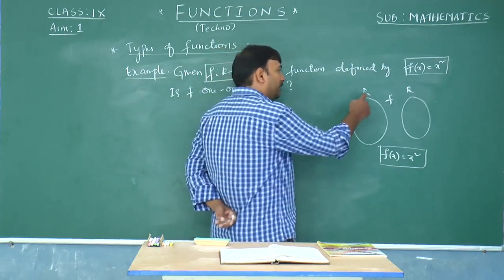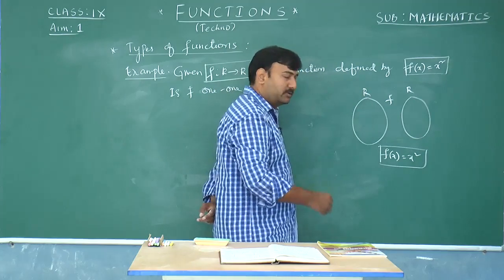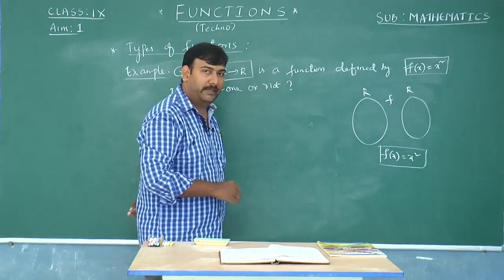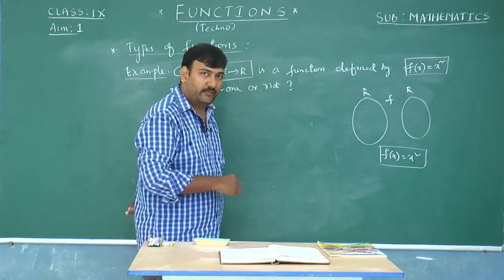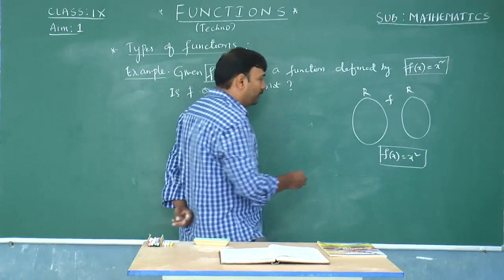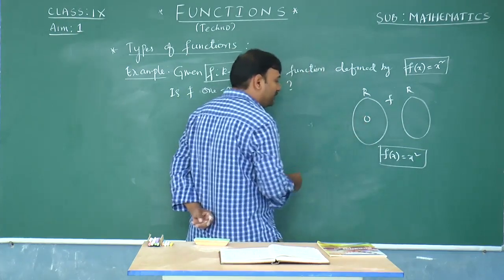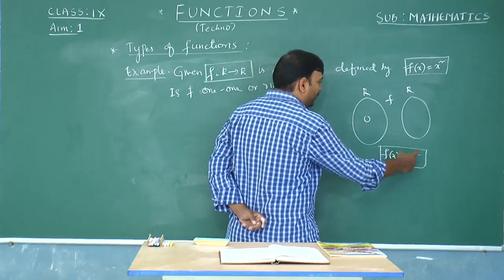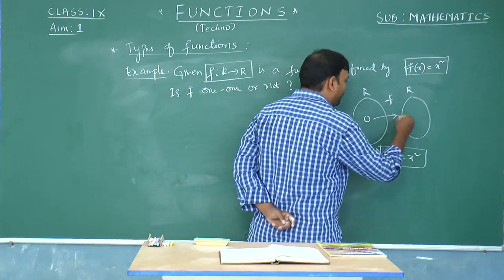Because the real number set contains negative numbers as well as positive numbers, there is always a possibility of taking the same numerical values with opposite signs. So I take 0 first. The image of 0 under the function f is f of 0 equal to 0 square, which is 0. So the image of 0 is 0.